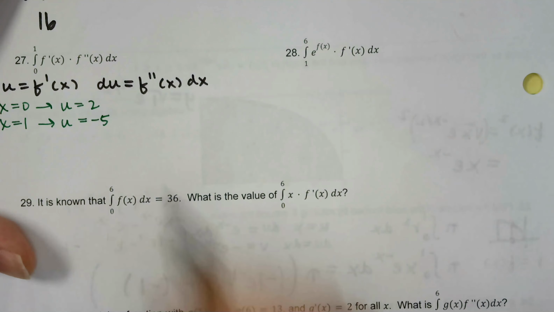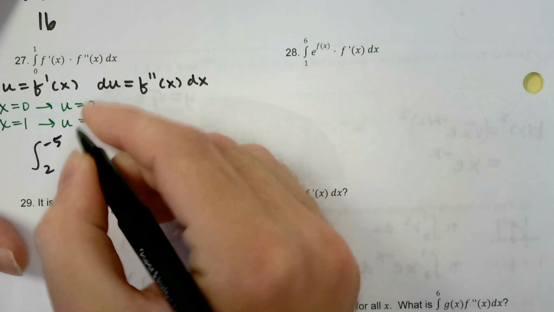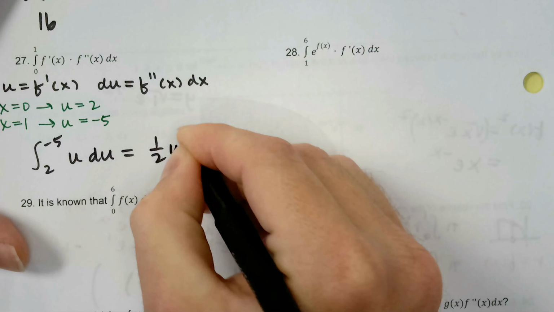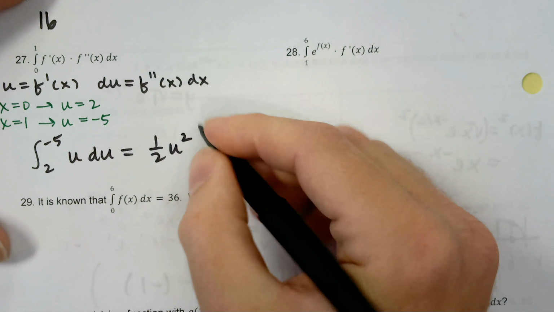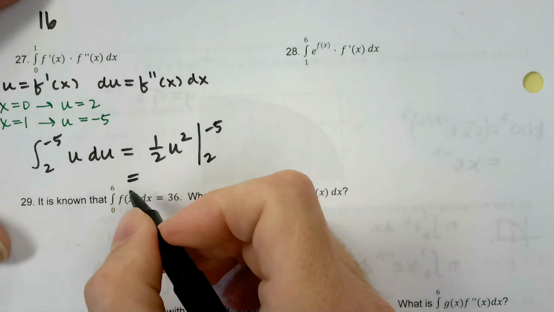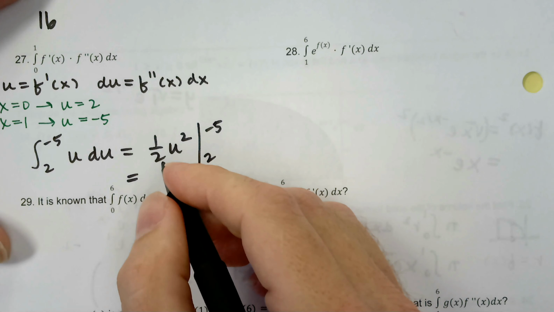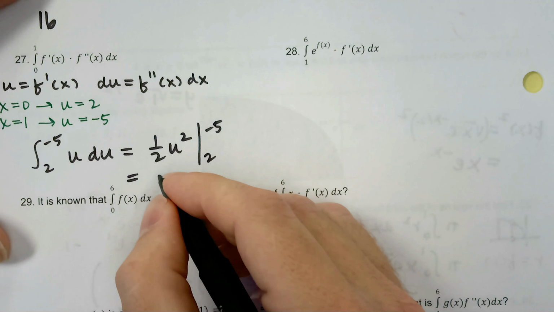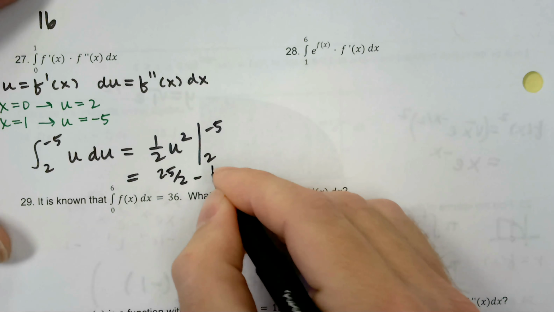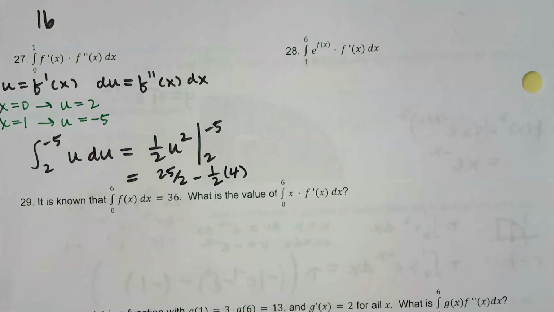Okay, so now I am integrating from u equals 2 to u equals negative 5 on u du. So it's 1/2 u squared. All right, so that's 1/2 of 25. What? That's 1/2 of 4. Make sure of that.